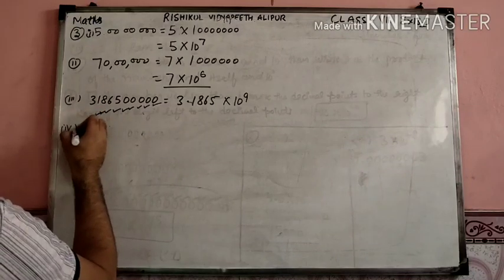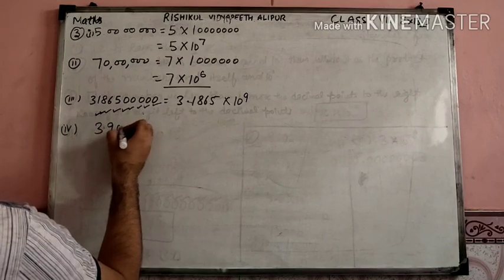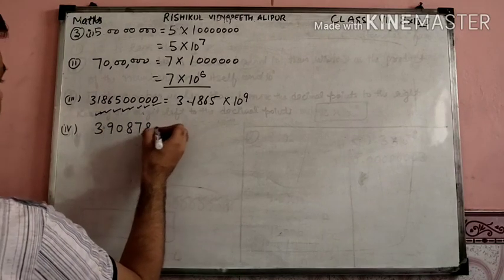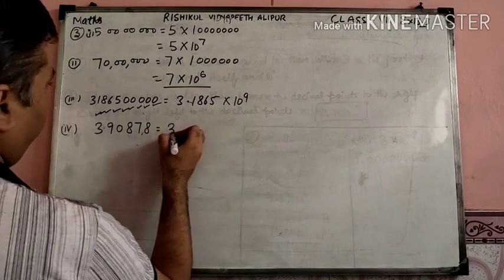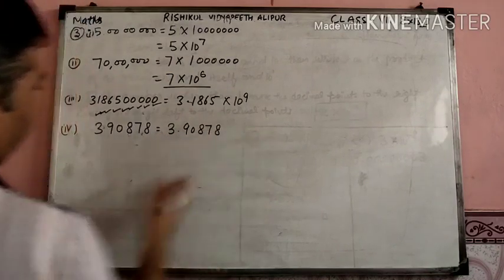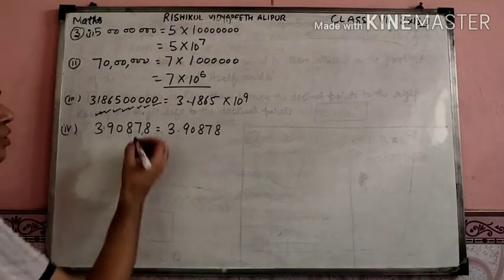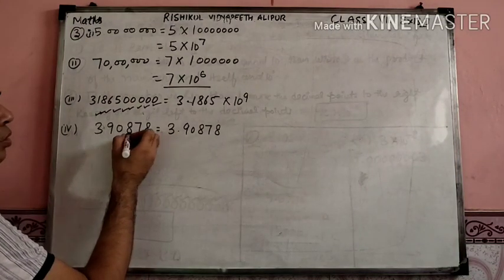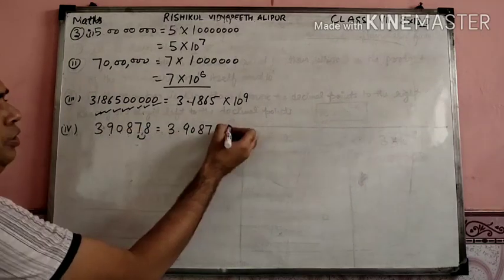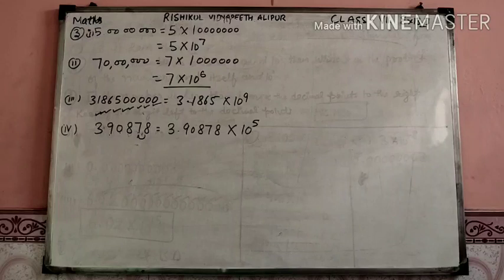And the fourth part is, students, 390878. So it can be written as 3.90878. Can you tell how many digits? 1, yes, 2, 3, 4, 5 into 10 raised to power 5. So students, you have to attempt the remaining two parts for this exercise, this question.